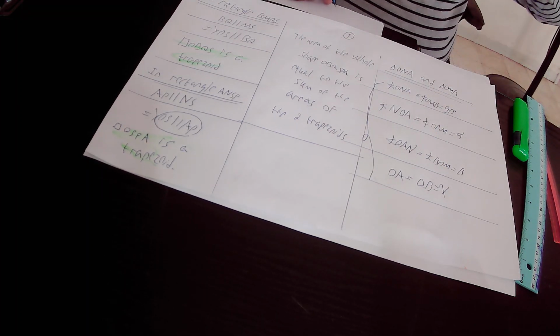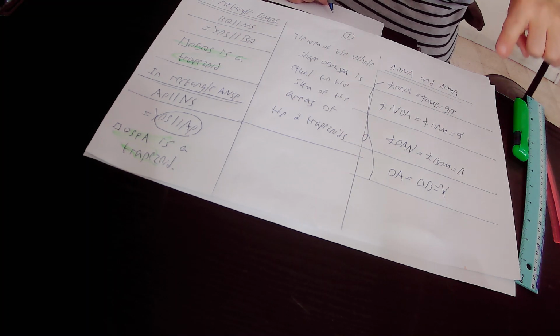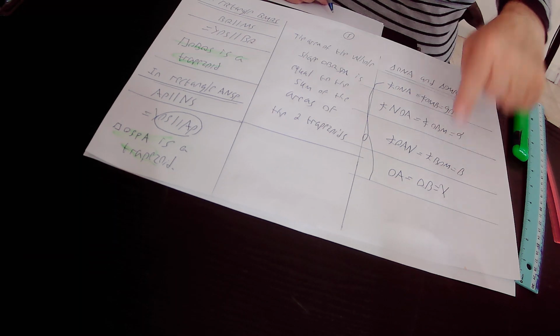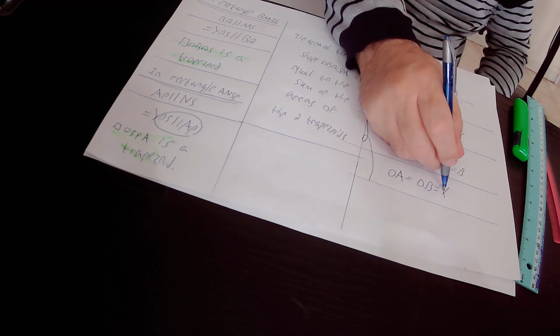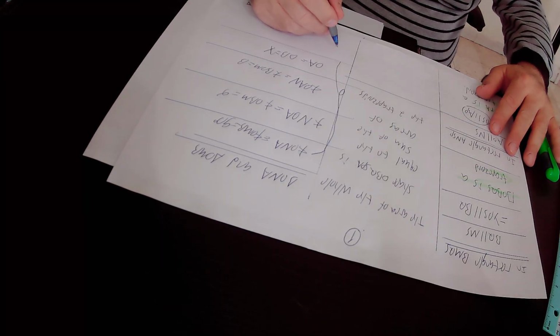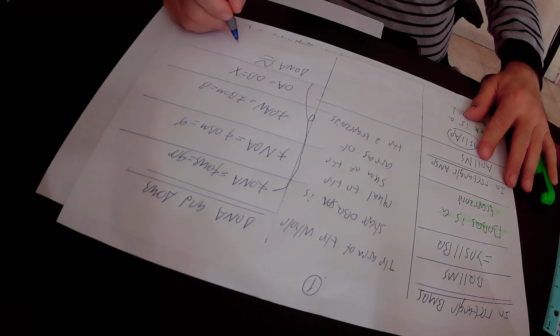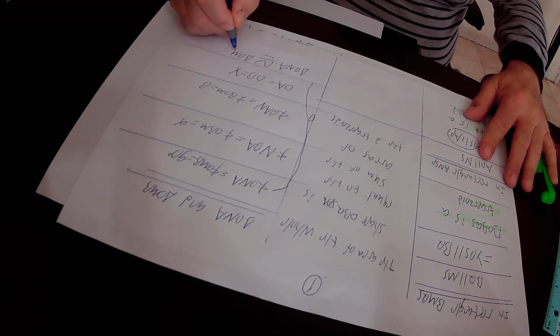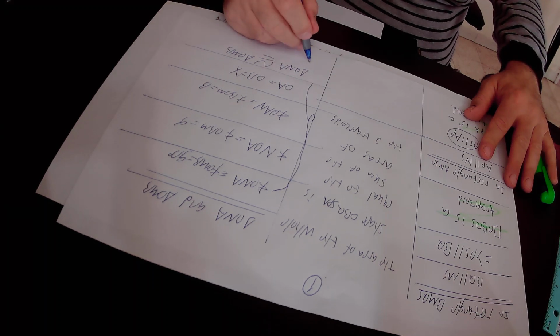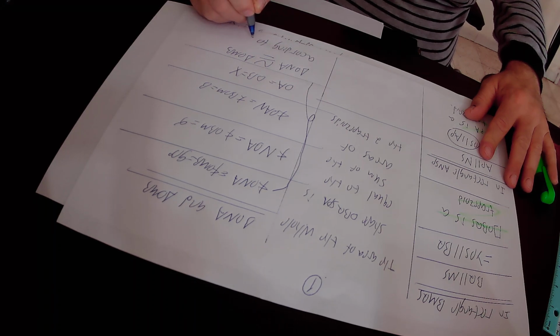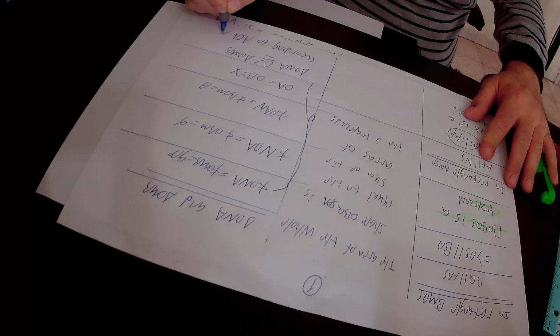Side OA of the right triangle ONA equals side OB of the right triangle OMB. They are both the radii of the circle that is equal to x, therefore they are equal to each other. So we actually found that the right triangle ONA is congruent, this is the sign of congruent, to the right triangle OMB according to the angle side angle rule.